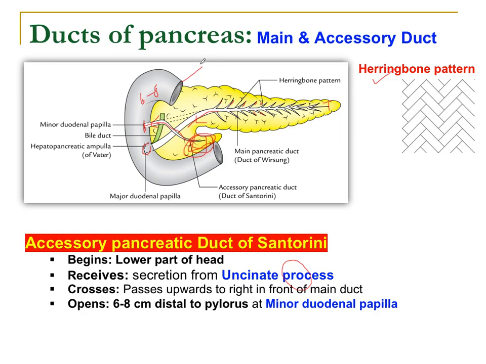The pylorus continues downward as the first part of the duodenum. So this one is the first part of the duodenum, here you will find the pylorus, and this drains here into the minor duodenal papilla.